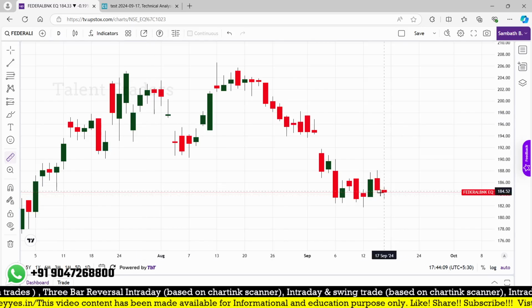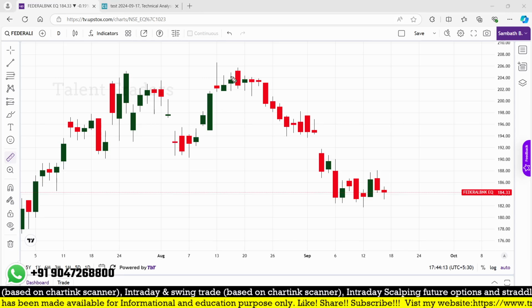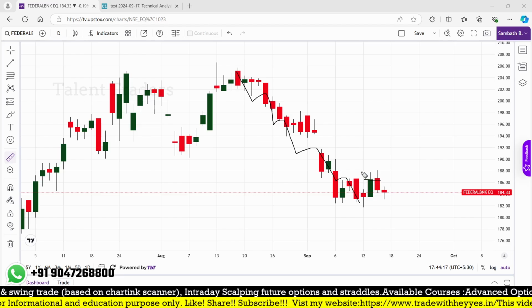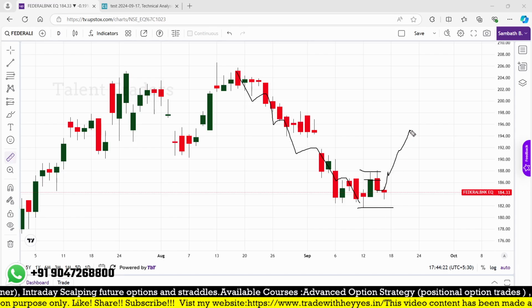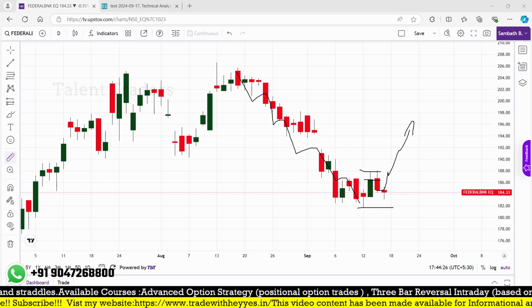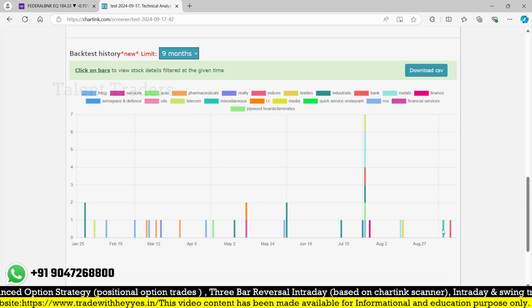This is Federal Bank. Maybe it forms the exact pattern after the downtrend, but it is a recent one, so we don't get a result within 2 days. If I'm taking an entry at this point, or maybe the high of this point, this swing low should be my stop loss. Maybe this is happening 2 days back and we don't get a swing result within 2 days. Okay, let me check a previous one in the backtest.